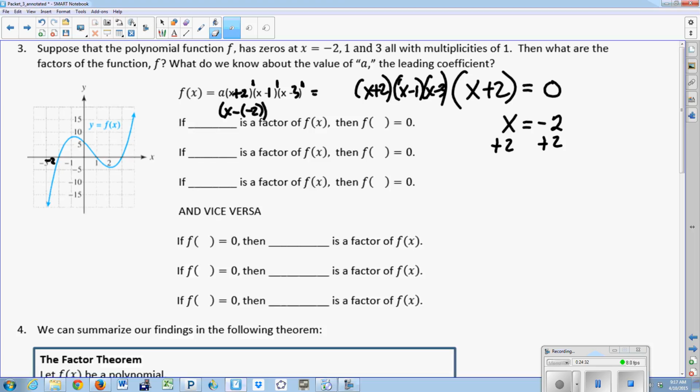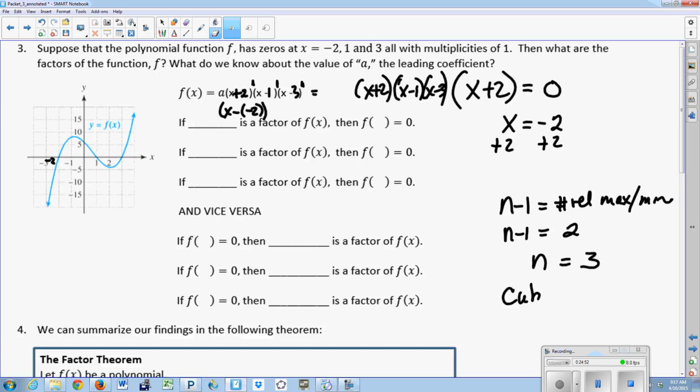2. And we know that n minus 1 equals the number of relative maxes and mins. So since n minus 1 is equal to 2, I solve this for n, I get 3. So what's the smallest degree this polynomial can be? Cubic. The smallest it can be is a cubic. It could be a 5th power or 7th power. Cubic. Does everything line up with what we know?